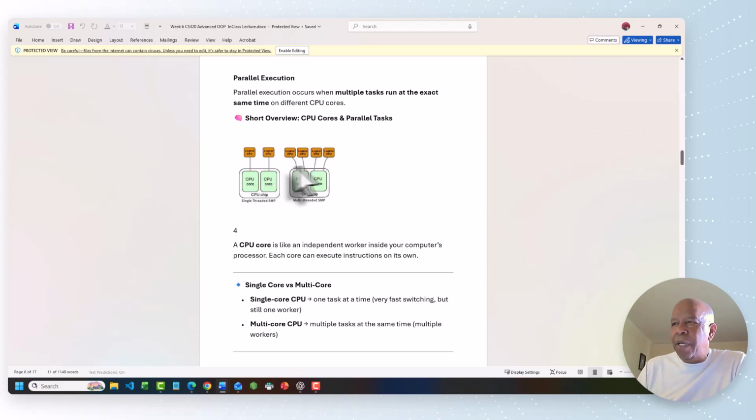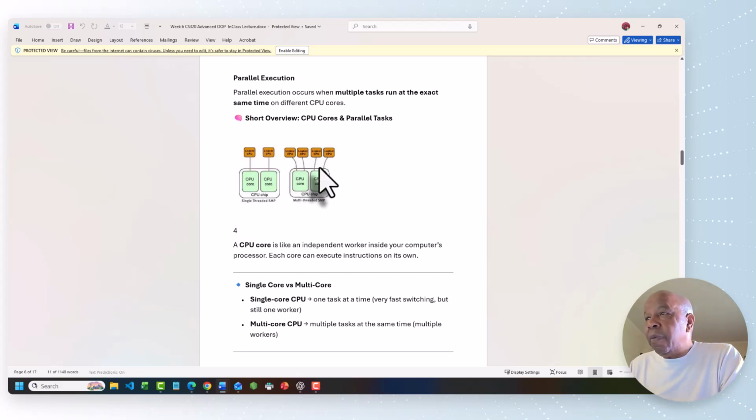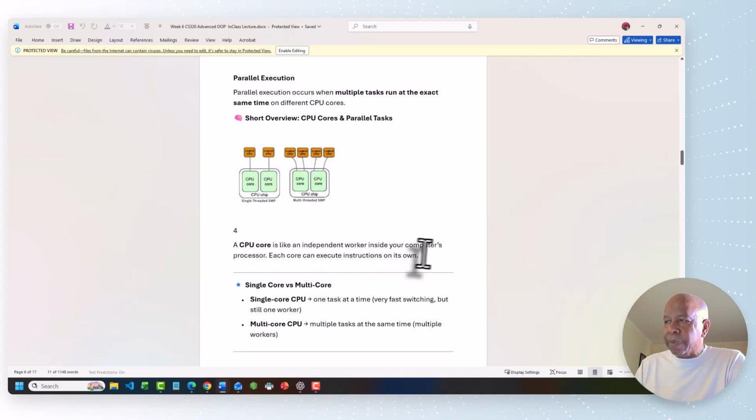Here's just an example of I have a CPU, and here's my core. So I have multiple tasks that I'm running at the same time. A CPU core is like an independent worker inside your computer's processor. Each core can execute instructions on its own. Think of each core as a separate computer, to keep it simple. So that's what we're doing here.